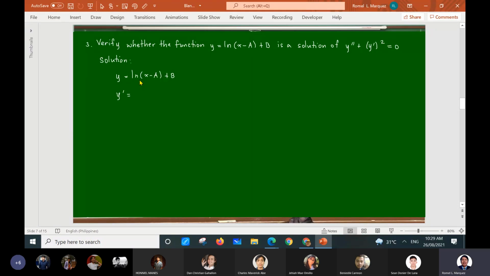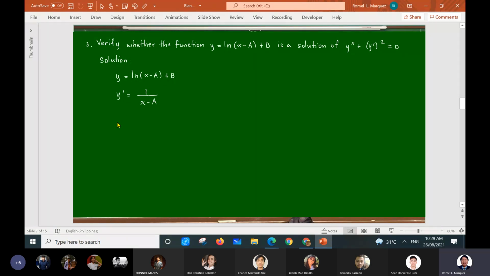What about the derivative of ln of x minus a, guys? Derivative of x, 1. Derivative of a, 0, because a is constant. So 1 over x minus a, okay? What about the derivative of b? 0, because that is considered constant.